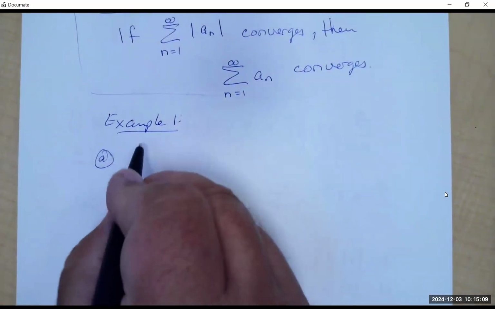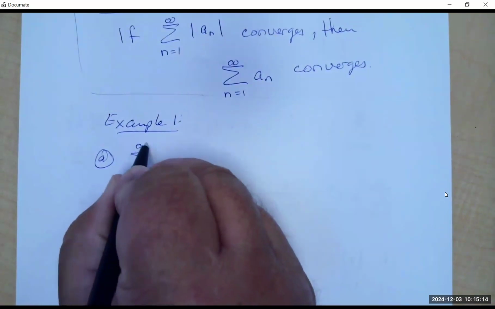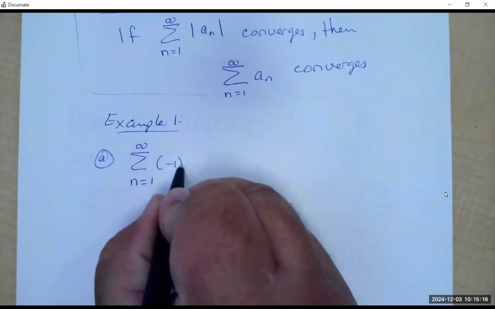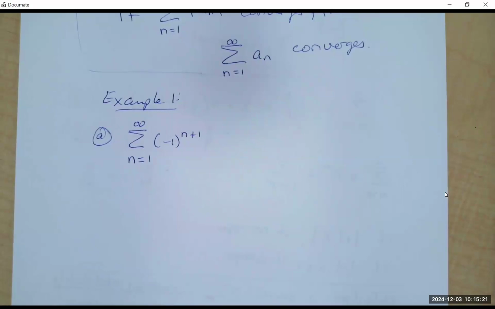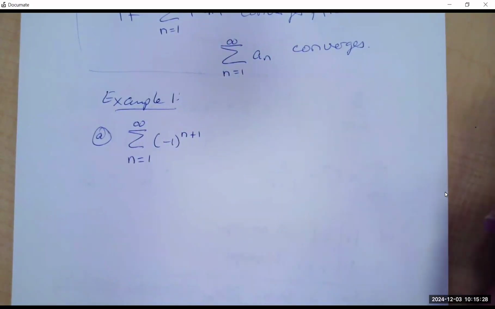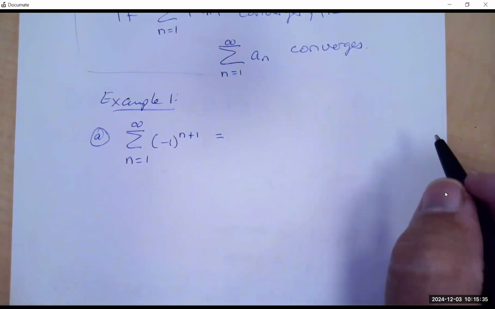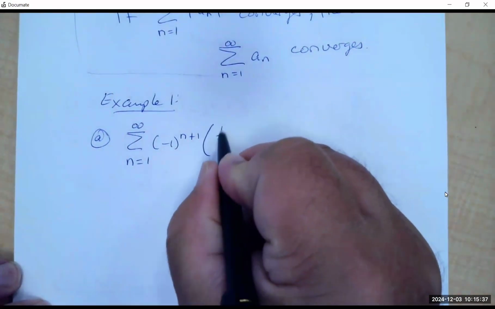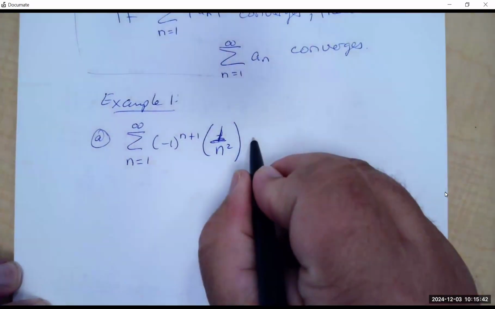A. The summation as n goes from 1 to infinity of (-1)^(n+1) times 1 over n squared. It says in the directions, this example gives two series that converge absolutely. So what this looks like, let me see, times 1 over n squared. It's got to be an alternating sequence.